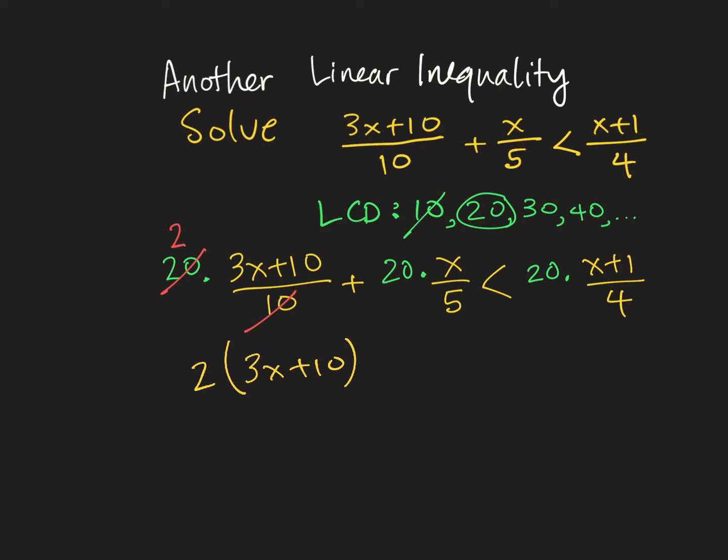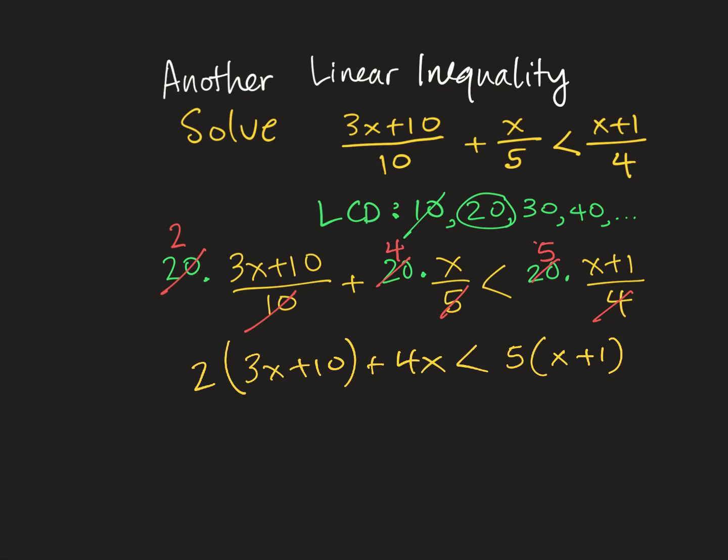But let's go back to clearing fractions. 5 goes into 20 4 times, so that leaves a 4 times x, so 4x remains less than, and then 4 will go into 20 5 times, and again, that's a 5 times that remaining x plus 1. And there you go, step 1 done. I was able to successfully clear fractions. But now I've got a whole lot more cleanup to do.